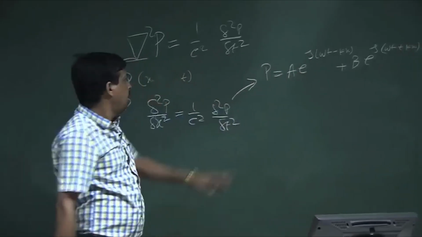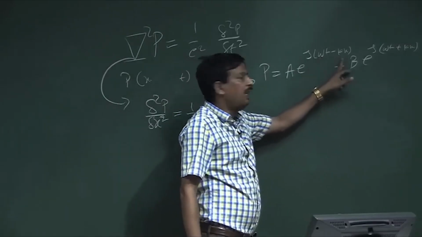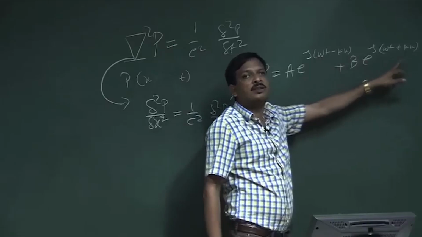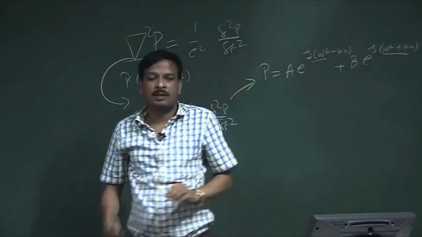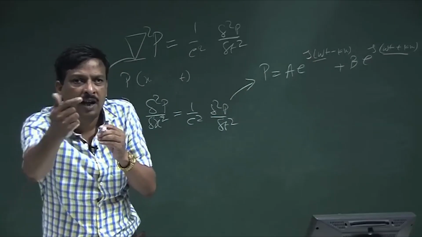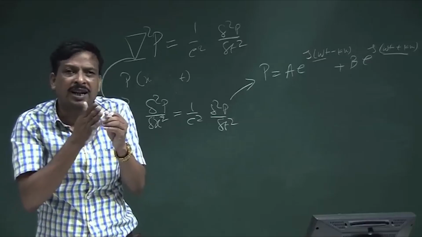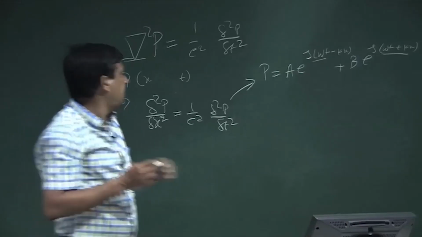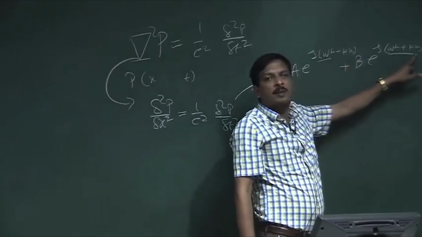Okay. So here one solution is omega t minus kx, another is omega t plus kx. What is the meaning of this? The meaning is that when a wave is propagated, there is a forward wave and there is a backward wave. So along the x axis, if it is a forward wave, then I write minus kx. If it is a backward wave, I write plus kx.